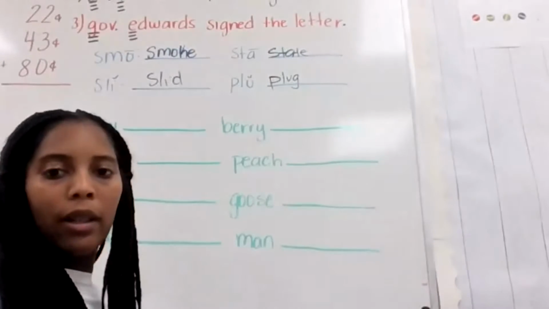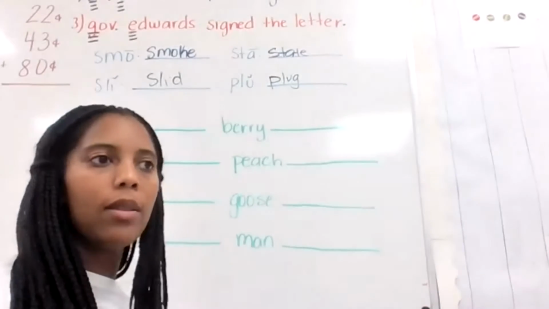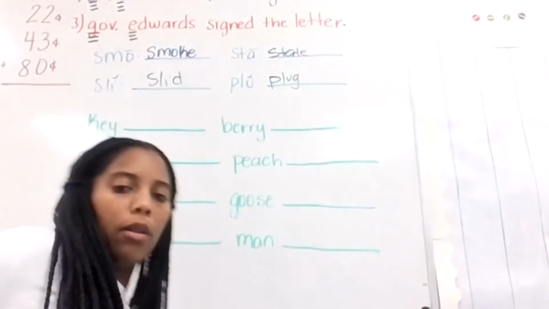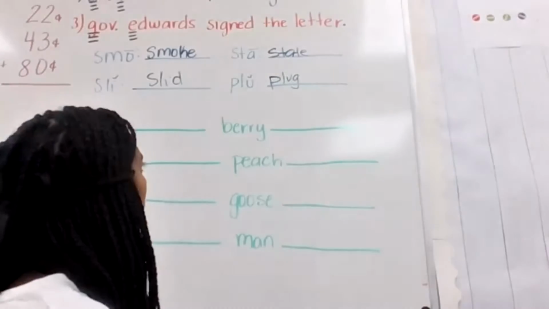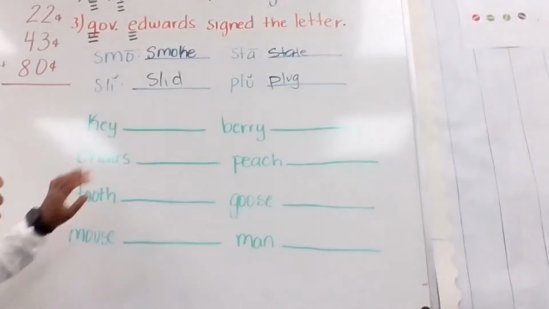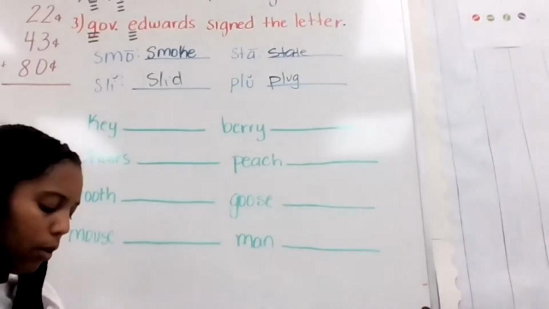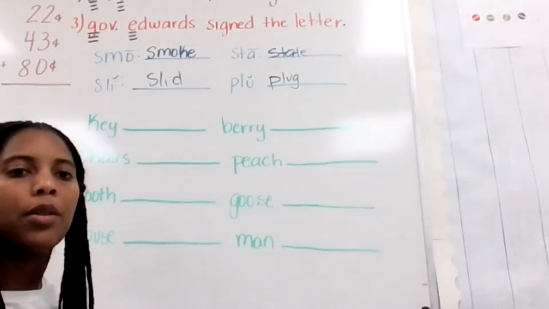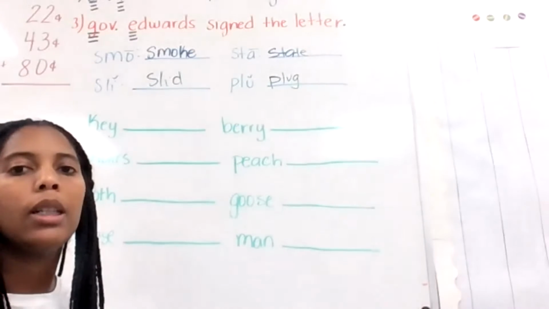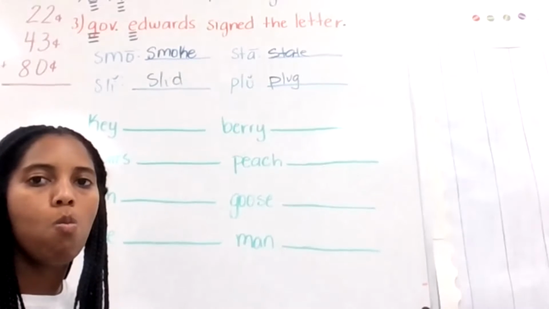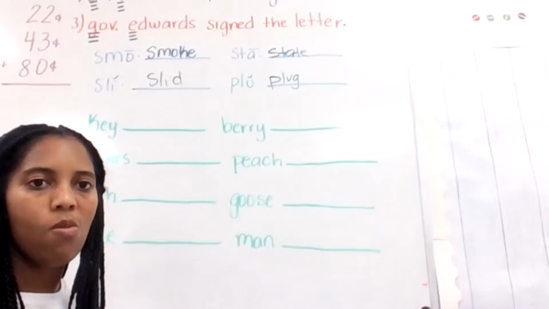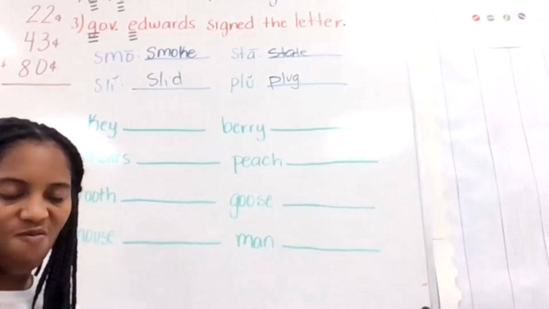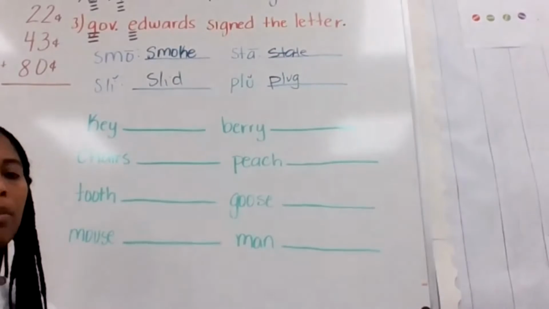All right, so we've been learning singular and plural nouns, how to take a singular noun and turn it into a plural. Remember, singular means one, plural means more than one. So let's look at the word key. How would I turn key into a plural noun? What would I do to turn key into a plural noun?